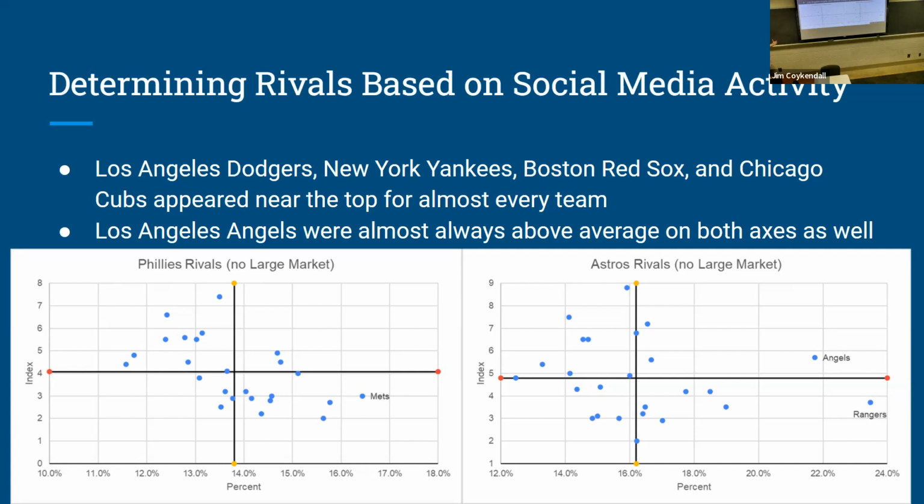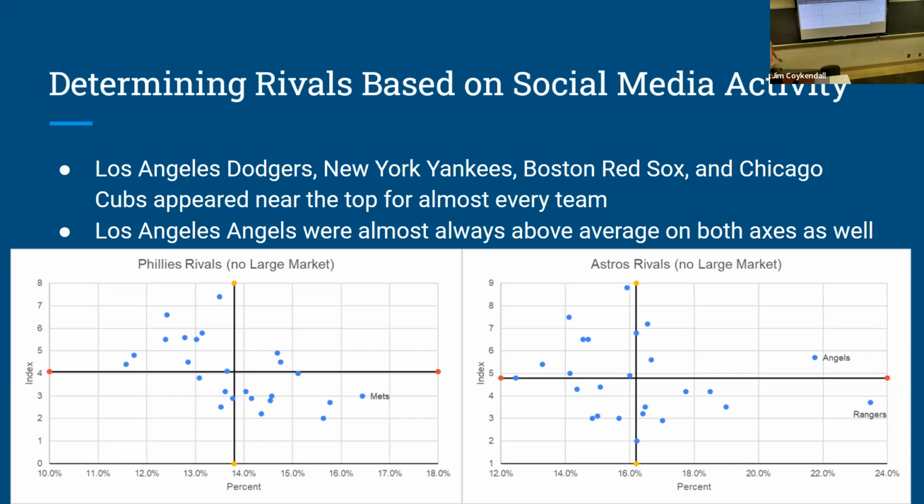The Angels were another team that caused a lot of problems, because when I was doing this research, they were very popular on Twitter at the time. Shohei Ohtani was having one of the best years of his career. Mike Trout was one of the best players in baseball. People were very excited about the Angels. They were winning a lot of games. So there was a lot of buzz on Twitter at the time. They always appeared above average in both metrics. That's just something that needed to be noted, because obviously the Angels aren't going to be a rival for every team in the MLB.